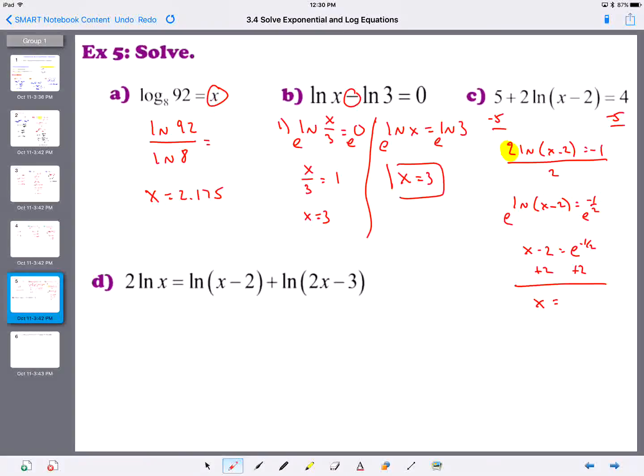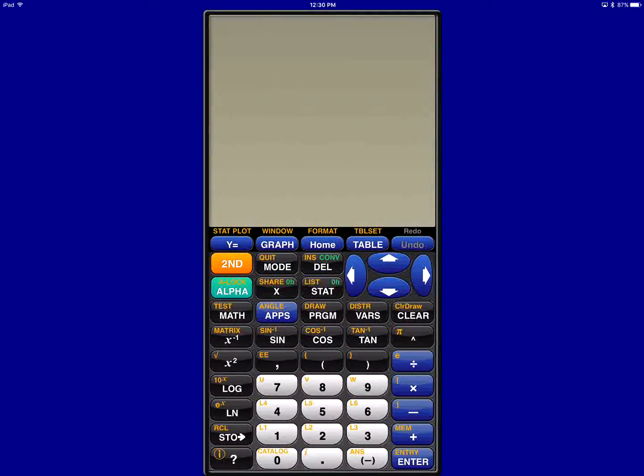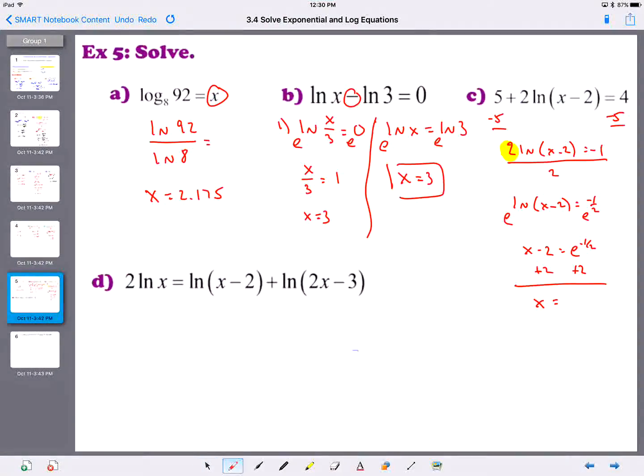So we'll do e to the negative 1/2, and then we needed to add 2 to that when we were done, so we get 2.6065 or 2.607. And there you go. Alright, and on the last one, once again, natural logs, but same properties as logarithms.